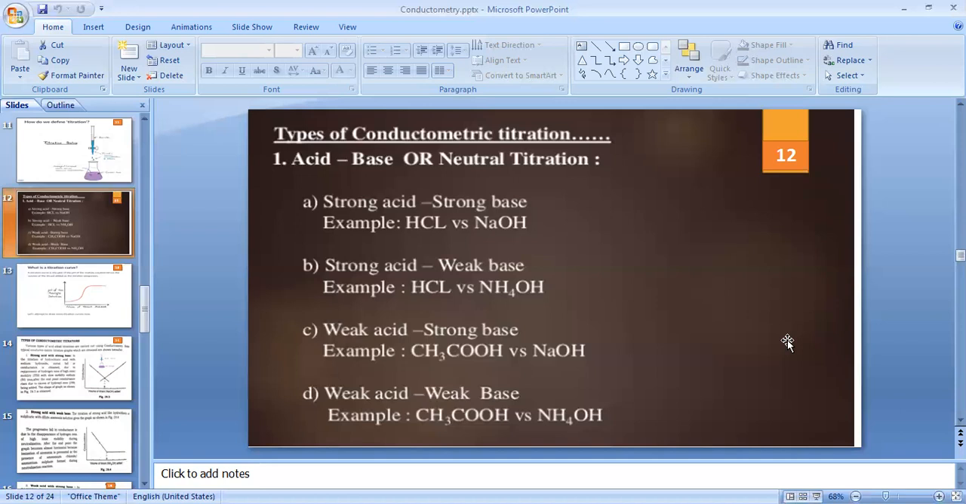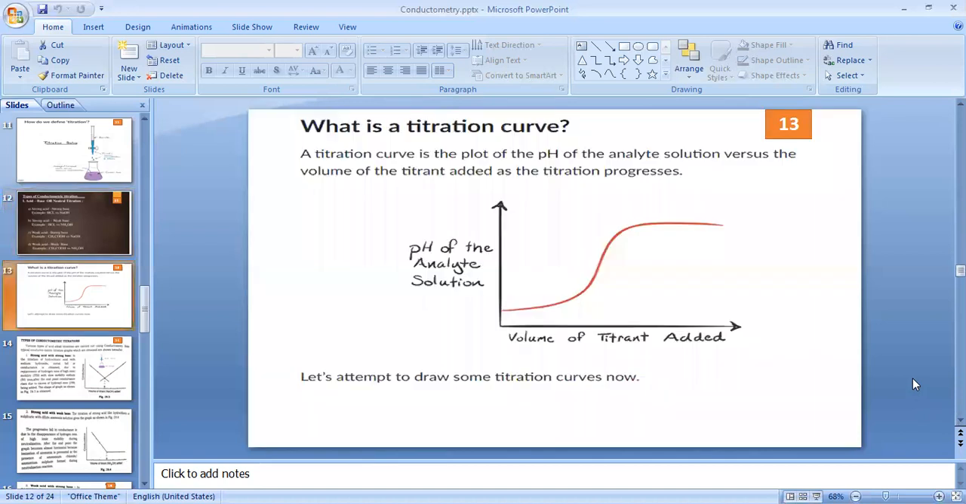The third type of conductometric titration is titration of weak acid, that is CH3COOH, with strong base, that is NaOH. Next is the titration of weak acid with weak base, that is CH3COOH with NH4OH, ammonium hydroxide. So depending upon the nature of the analyte, conductometric titration is categorized into 4 classes: strong acid versus strong base, strong acid versus weak base, weak acid versus strong base, and weak acid versus weak base. Let's see one by one various conductometric titrations.